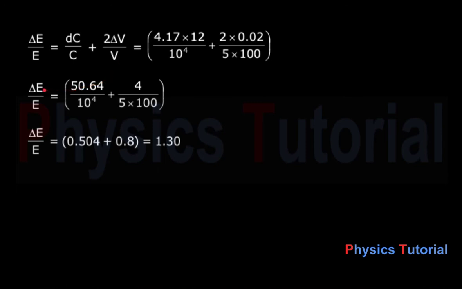So finally what we say here, del E by E is equal to, substituting the value dC by C and 2 del V by V over here, that is 4.17 into 12 upon 10 power 4 and 2 into 0.02 upon 5, 4 upon 5 into 10, 100. Substituting this all, we get 1.30, that's the answer.